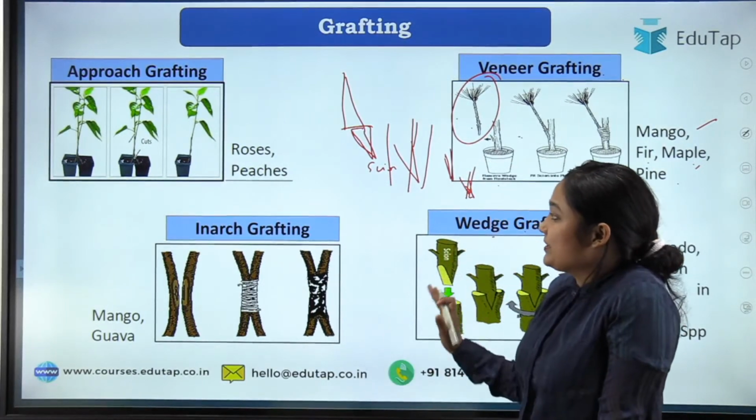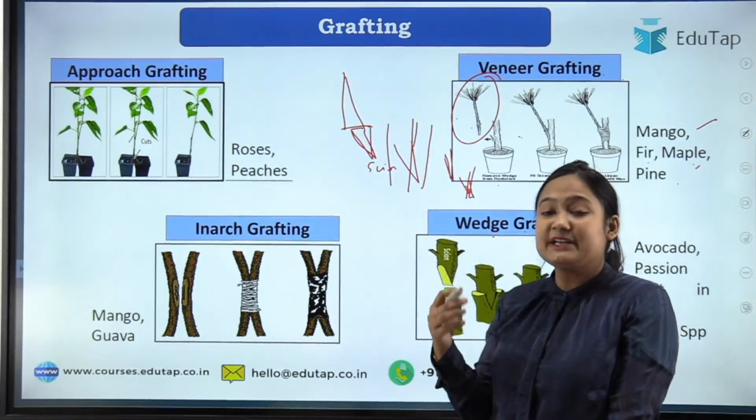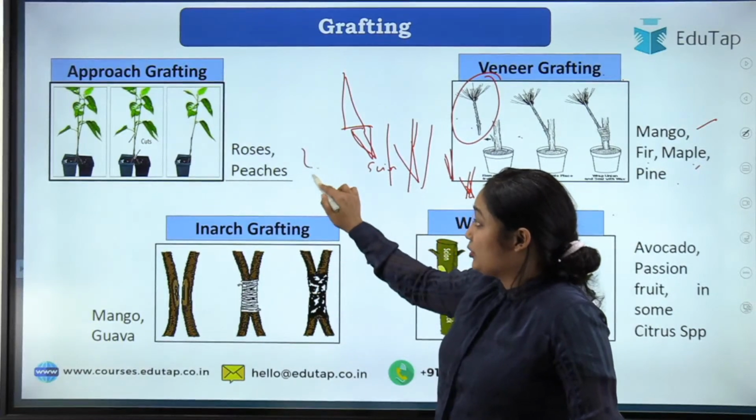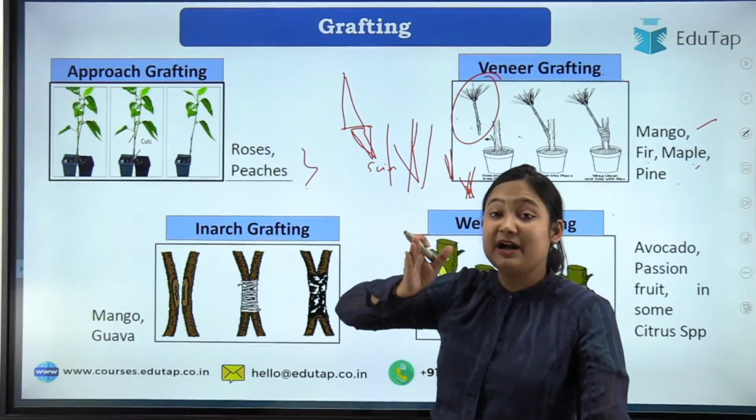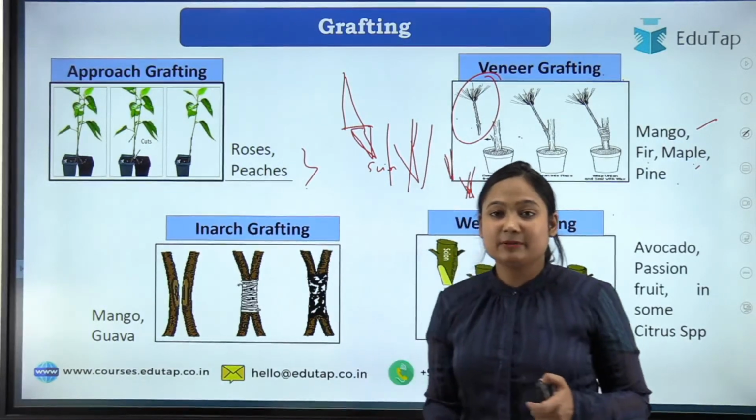Again, don't go for too much technicality. What you have to remember, and this particular part I am explaining is for you to understand. But what's important is that you remember the example and the name of the grafting. Okay, this is very important. Always go for the name and example.